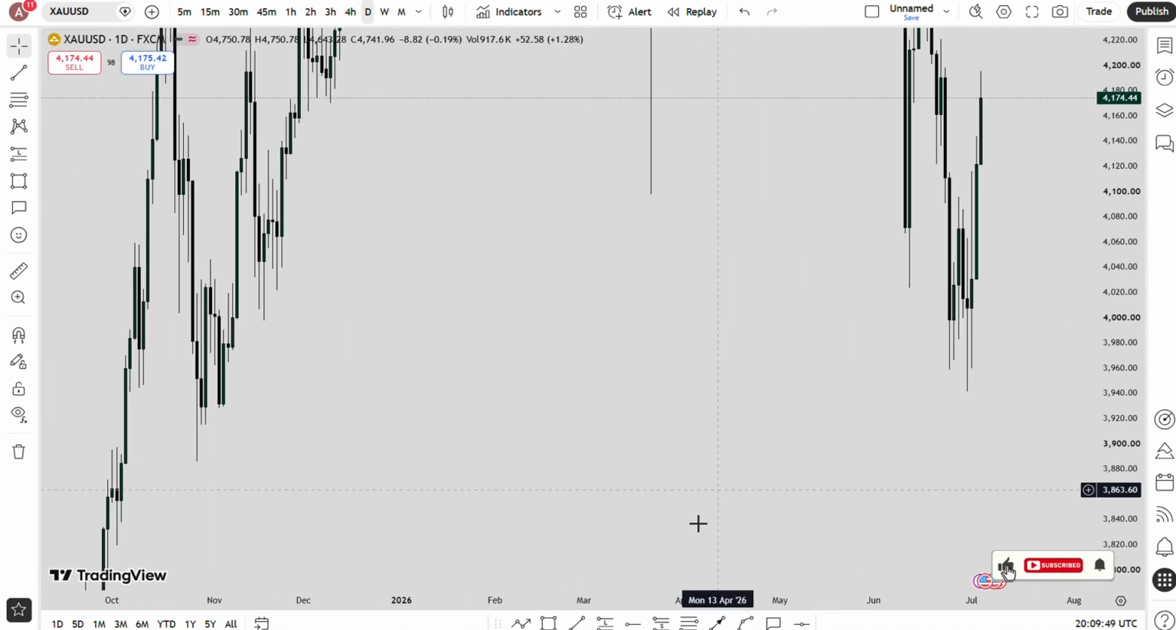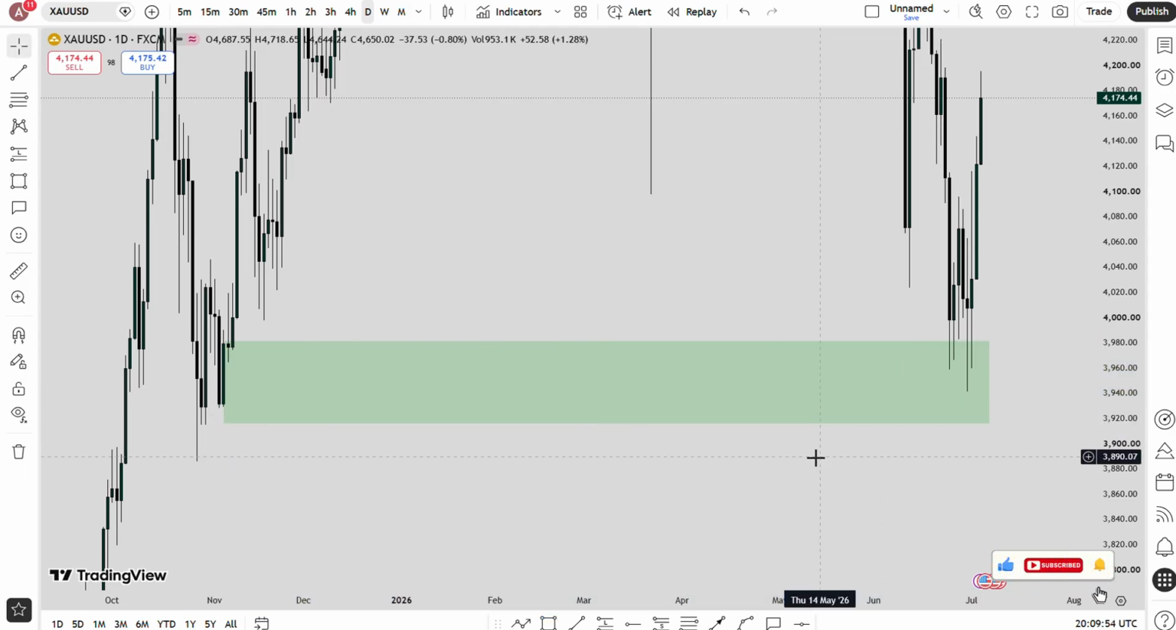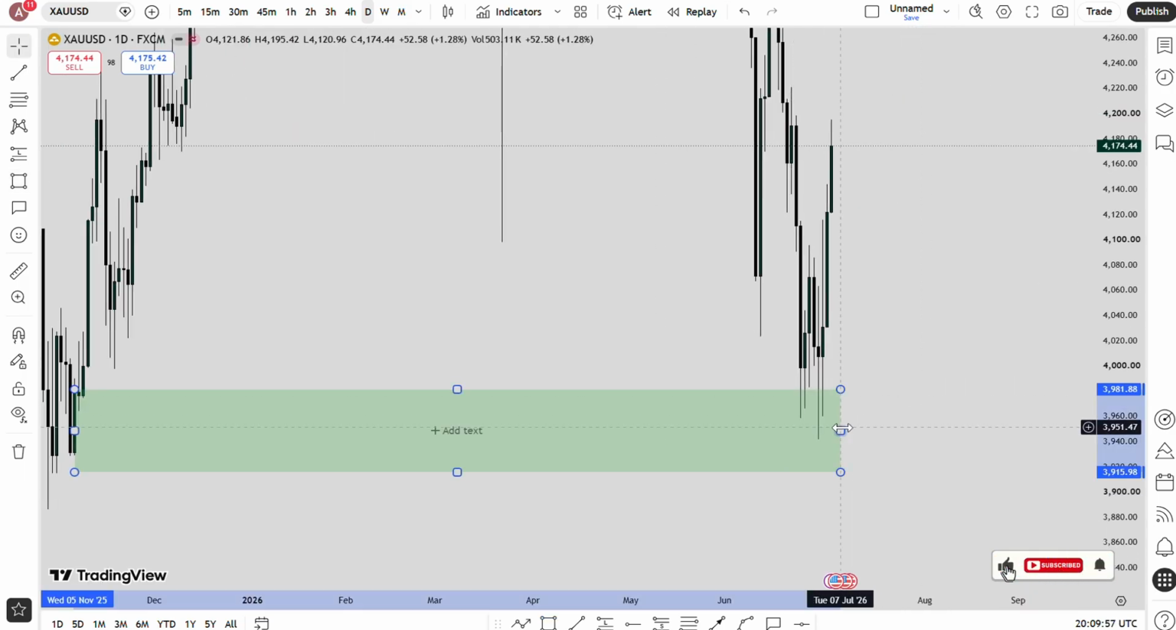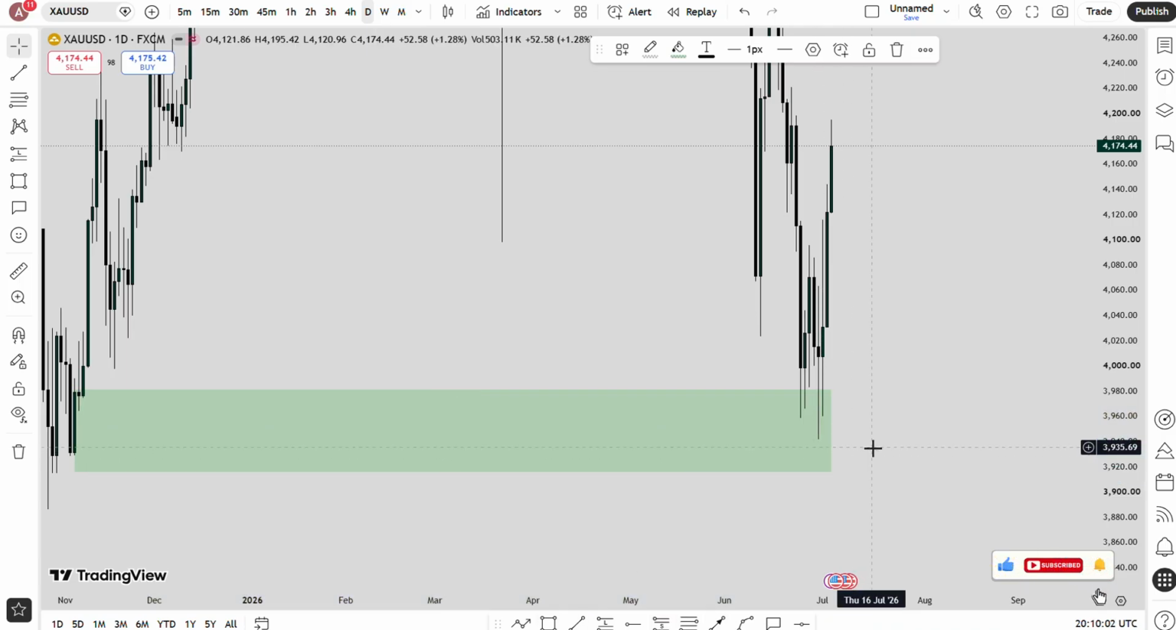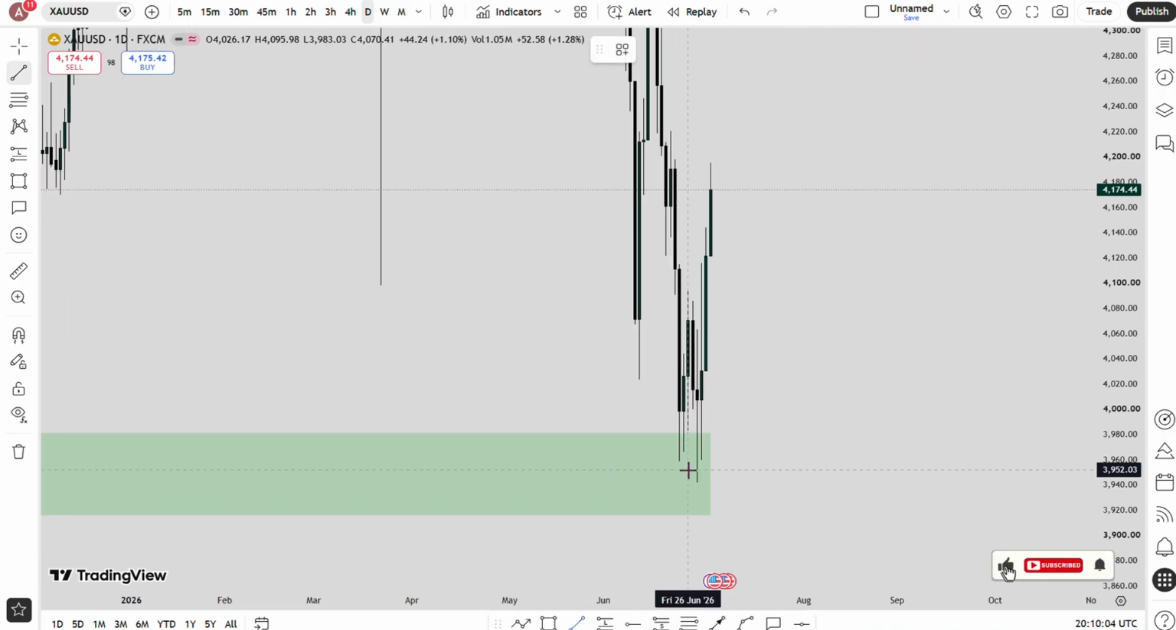On the daily, on gold, this is another block here. Price already tested it. After I had the test, as usual, what I look for is a sweep of liquidity. And yes, this was the sweep. It was so clear here. Sorry, let me use this. It was so clear. That was the sweep of liquidity.